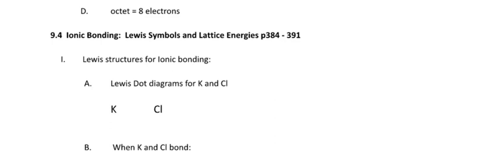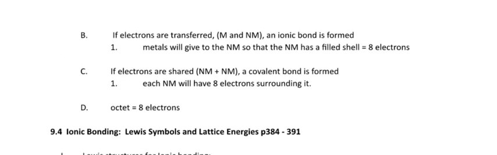Let's go back and see what we just did in 9.3. We're talking about how these ionic bonds form. If electrons are transferred, this is what we're talking about. Metal and non-metal, an ionic bond is formed. Metals will give to the non-metal, so the non-metal has a filled shell. All right, we've already covered C. We're not going to cover it now.